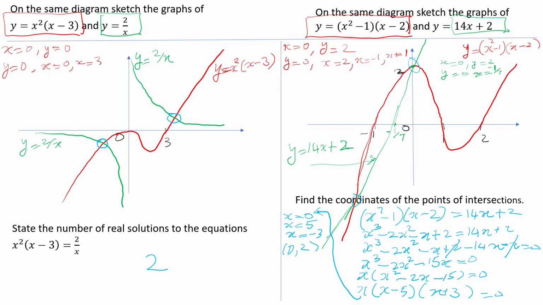When x equals minus 3, 14 times minus 3 plus 2. 14 times minus 3, you can solve this, is minus 42 plus 2, which is minus 40.